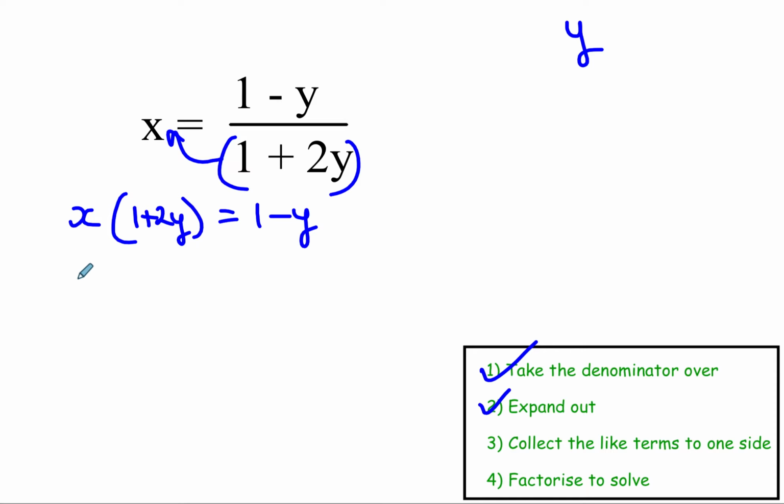Second step is to expand out. So we've got x times by 1, which is x. X times by 2y is 2xy, and that is 1 minus y.